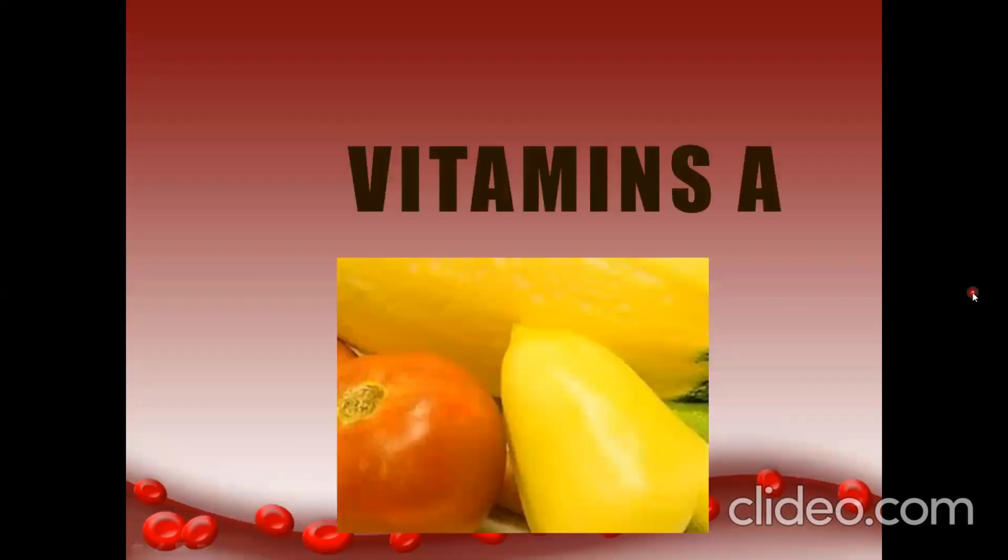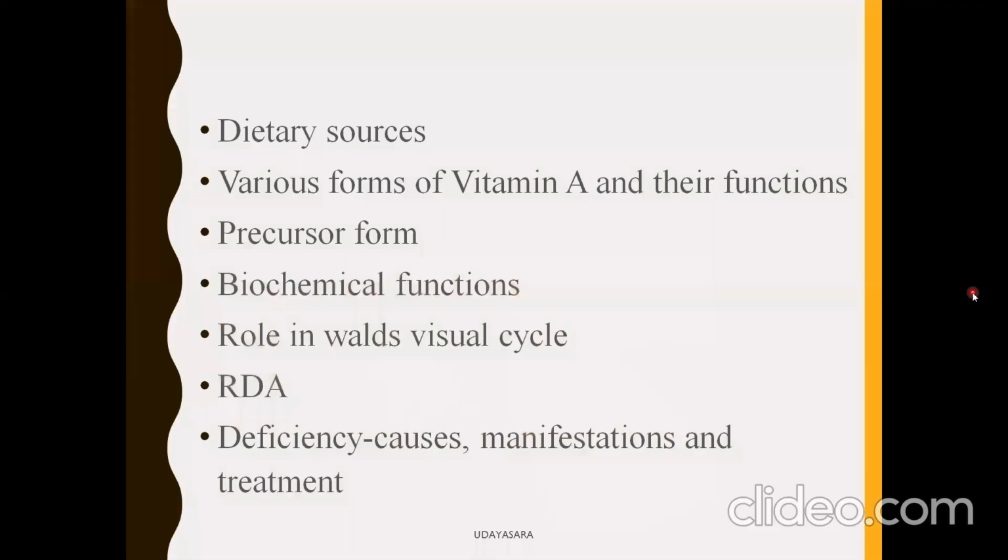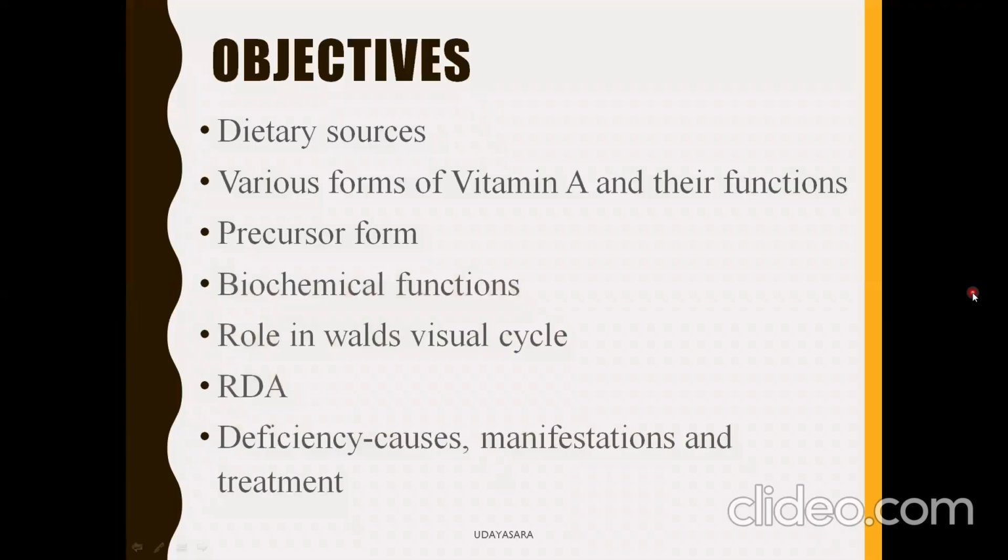So we will see about vitamin A. The objectives of learning here are that you need to know the dietary sources, the various forms of vitamin A and their function, and the precursor form of vitamin A, the biochemical functions of vitamin A and its role in Wald's visual cycle, the required dietary allowances, the deficiency manifestations, the causes for it, and its treatment.